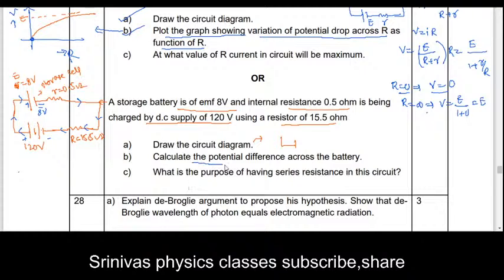Then the question is, what is the potential difference across the battery? First we have to find the current in the circuit. What is the effective EMF in the circuit? Two cells are there, E1 and E2.